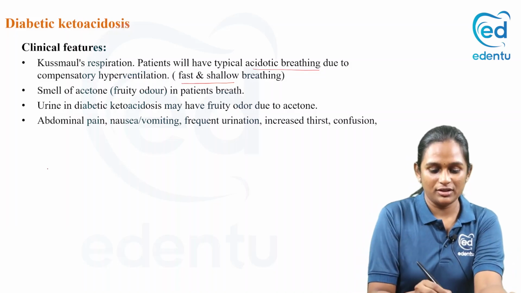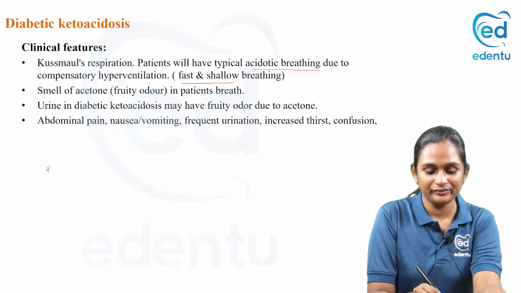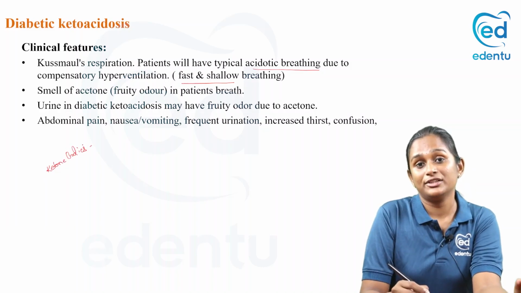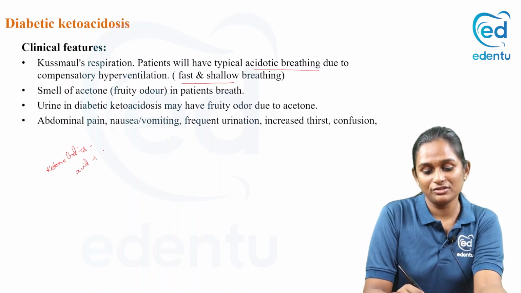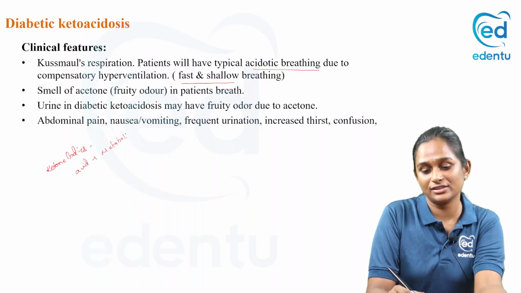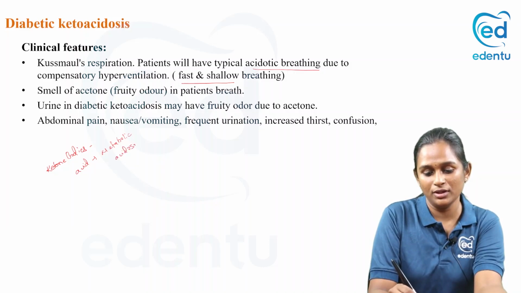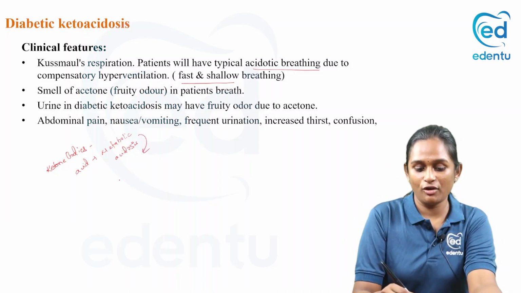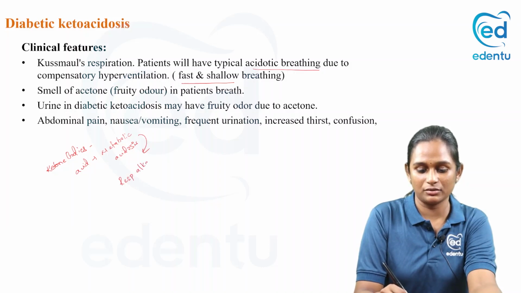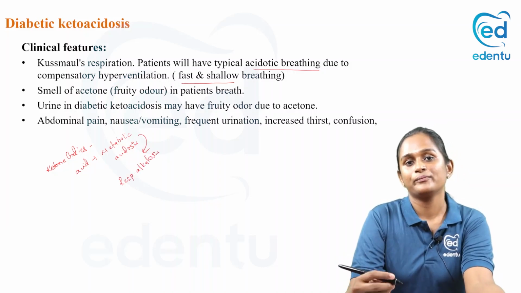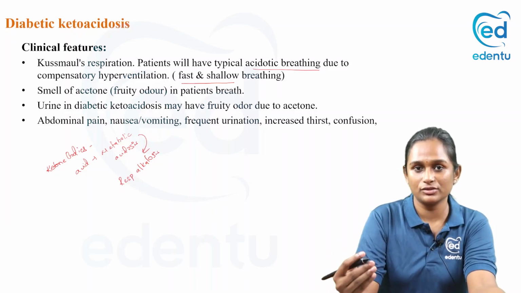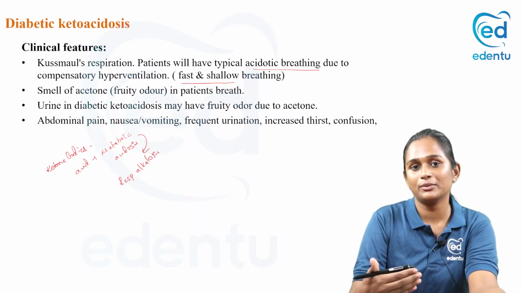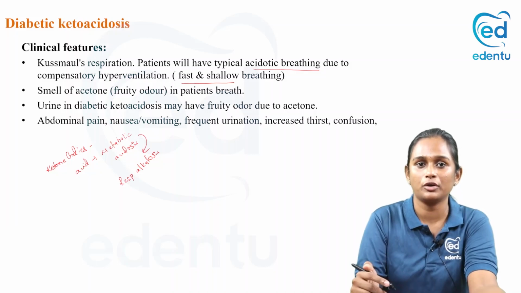This is because ketone bodies are organic acids, like acetoacetate, acetic acid, and beta hydroxybutyric acid. Accumulation of acid will result in metabolic acidosis. The pH will drop because of the excessive accumulation of acid. To compensate for that, there will be respiratory alkalosis, which is rapid and shallow breathing, that is Kussmaul's breathing. This compensatory hyperventilation is because of the metabolic acidosis that has set in due to the accumulated ketone bodies.